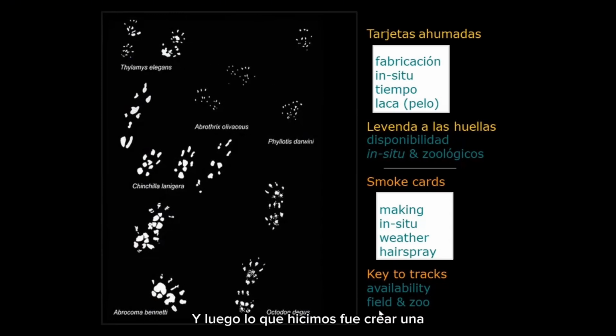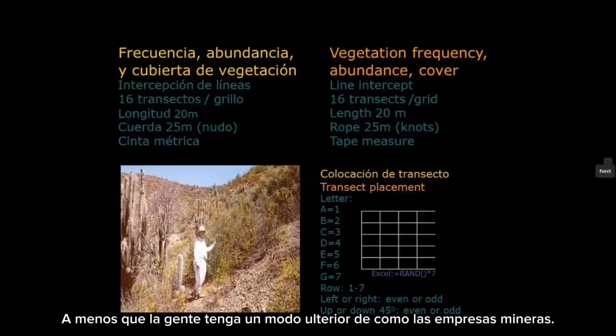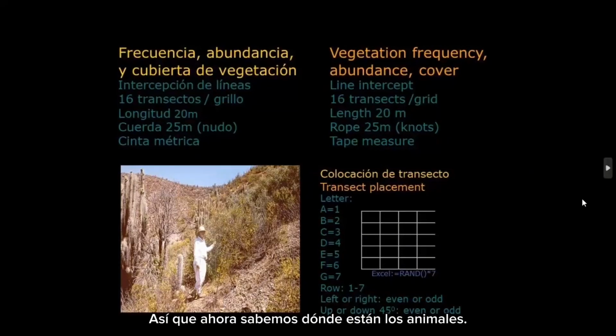Then what we did was make a key out of all the different smoke tracks, and this is our key to the different footprints for these small mammals. We made it available to other researchers in other areas who were also going to try to detect where there were chinchillas. We always share our data as much as possible, unless the people have an ulterior motive, like the mining companies. So now we know where the animals are.